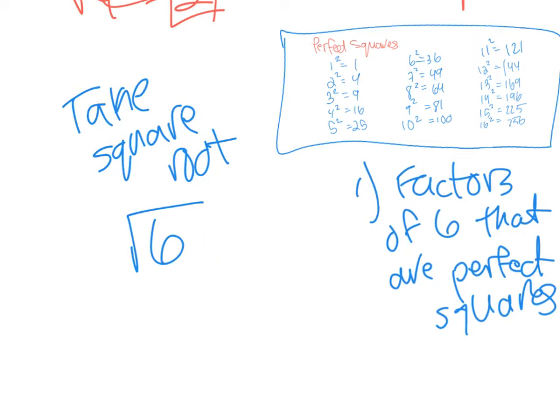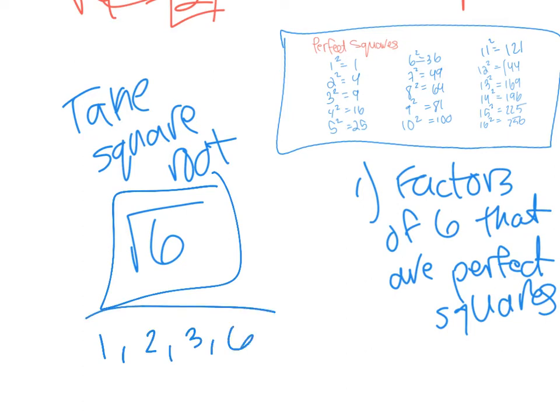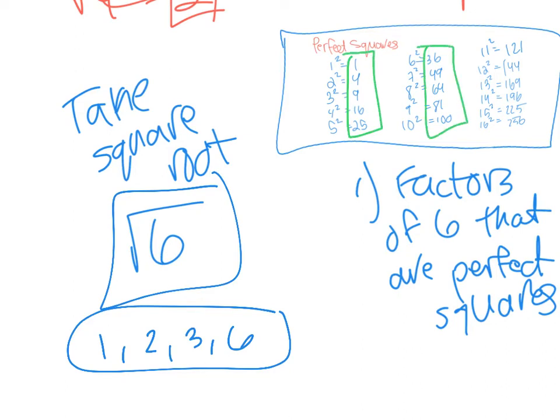I cannot take the square root of this, and this would be my answer, okay? Because 6 does not have any perfect squares as factors. If I list them out here, 1, 2, 3, 6, none of these appear in the right column of our list, okay? They're not perfect squares.